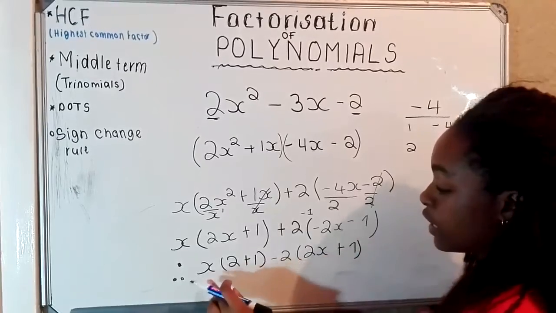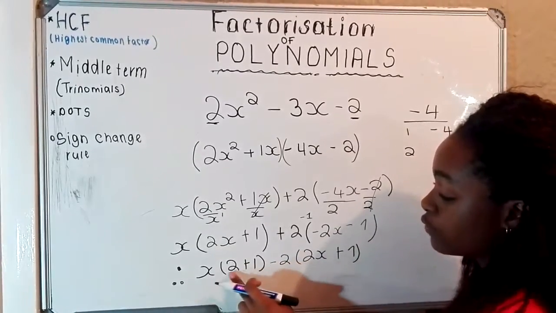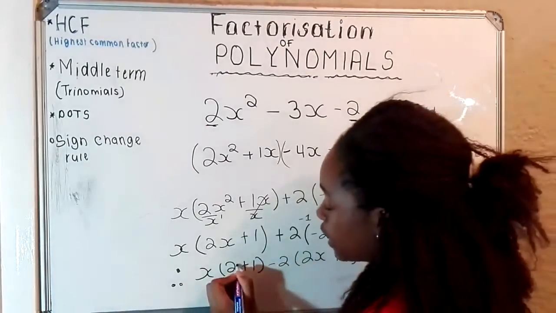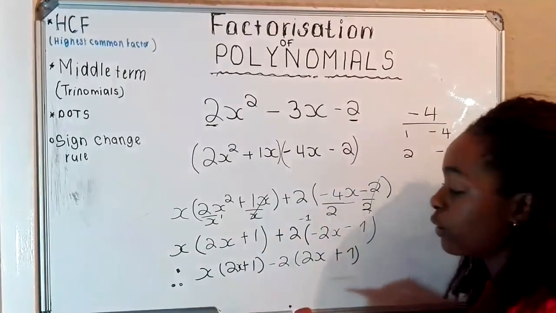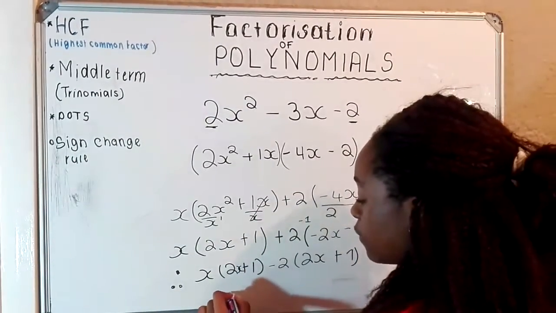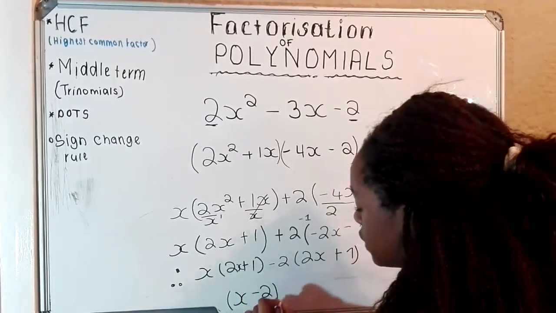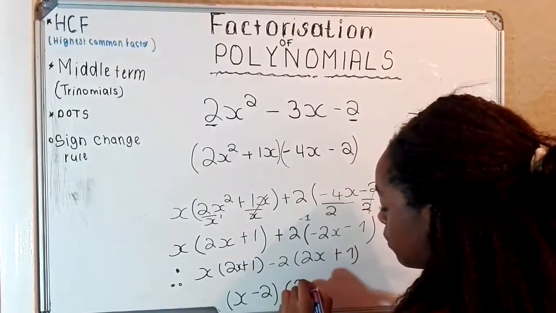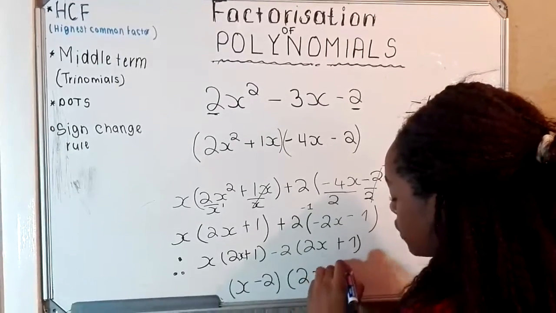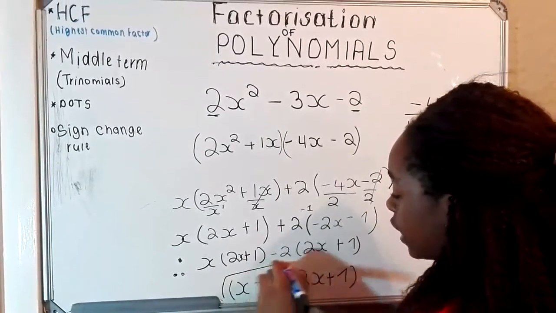Okay, so now we can see that x minus 2 and 2x plus 1 have, sorry, I forgot to put x over here, 2x plus 1 in common. So we can say, therefore, that x minus 2 can be factored as 2x plus 1. So this is the factored answer, okay?